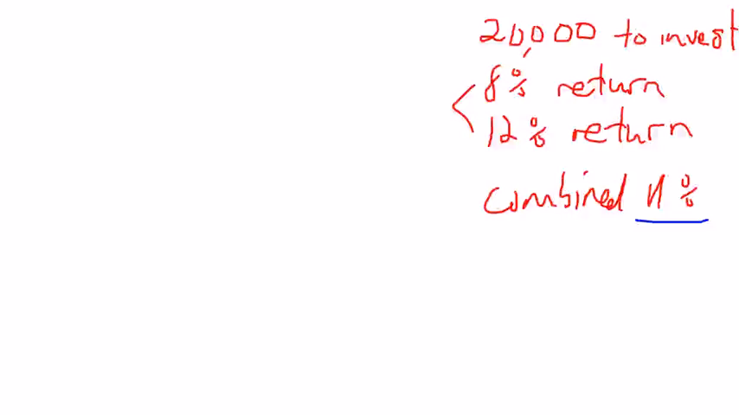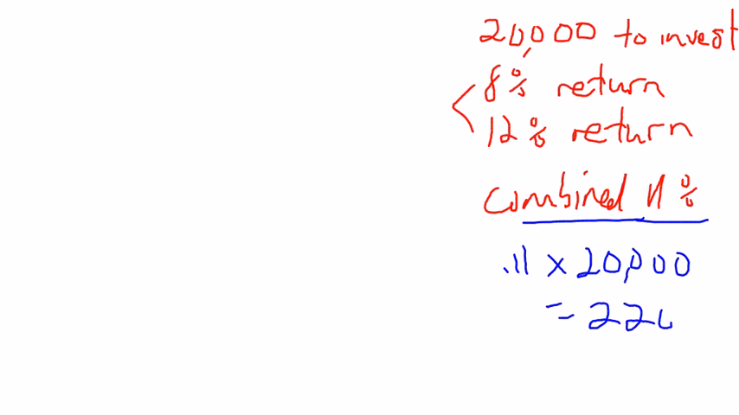That's this part right here. So we need to get that actual number. I take 0.11 and multiply it by the 20,000. And that gives me 2200. So from here I can set up a couple equations.